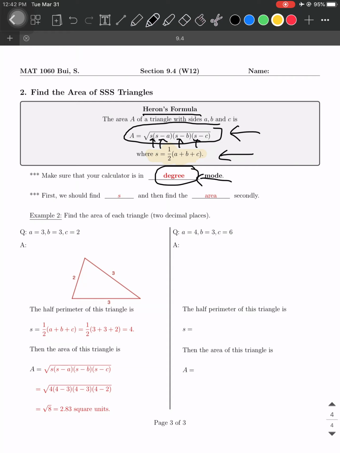Okay, make sure you double check your calculator to make sure it is either in degree mode or radian mode. If it's in radian mode, make sure you switch it back to degree mode, else your answer will be wrong.